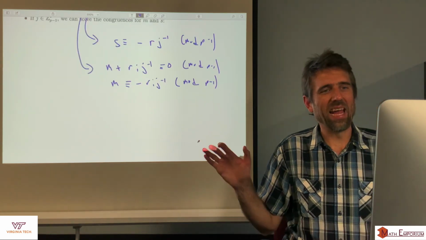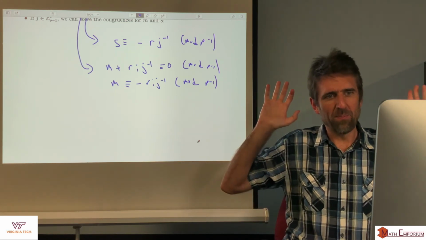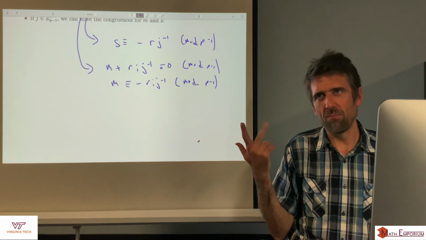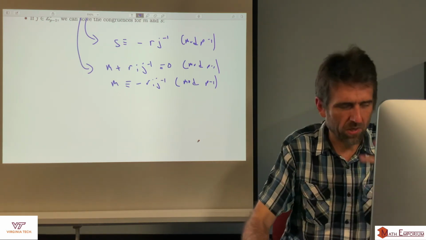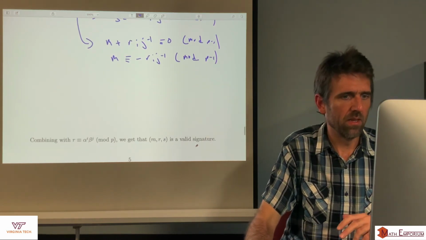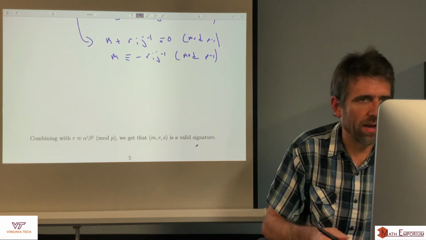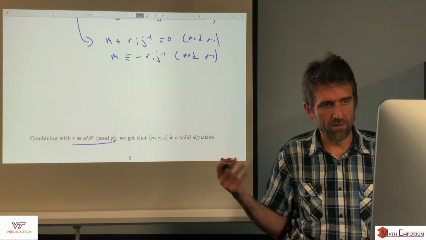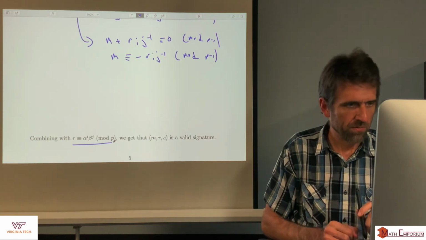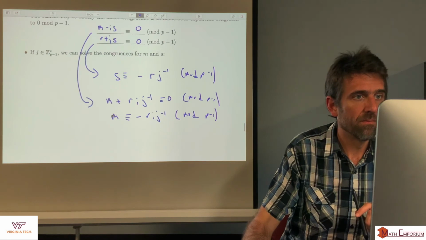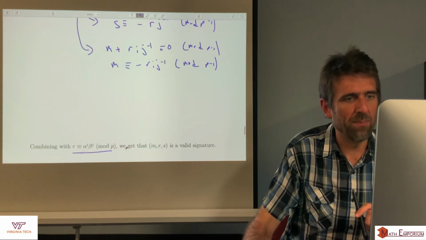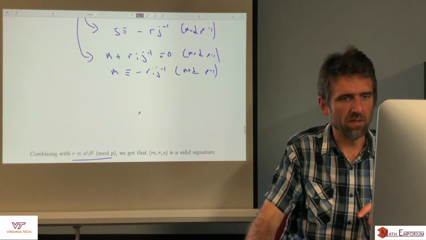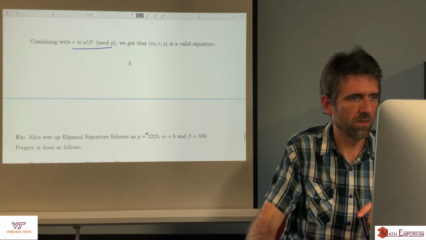All right, so the point is I could pick i, j, and r to be whatever I want. M and s would then be determined, and I would get a triplet that would satisfy the congruence. Well, okay, sorry. R is determined from this congruence up here, but I could pick i and j arbitrarily. R is determined from this, m and s are determined from this, and I get this valid signature.